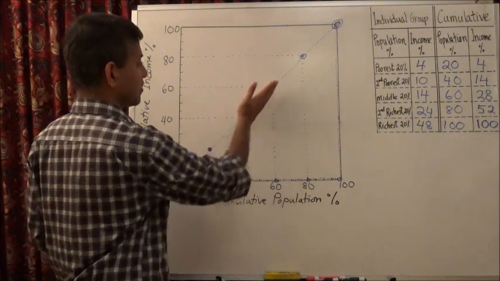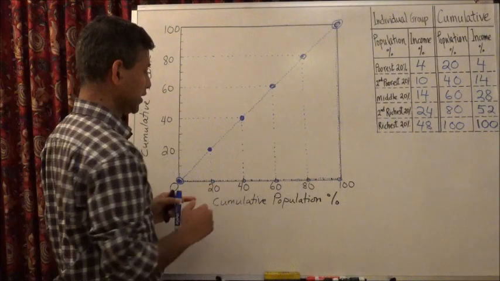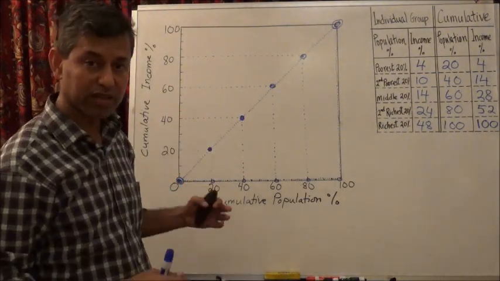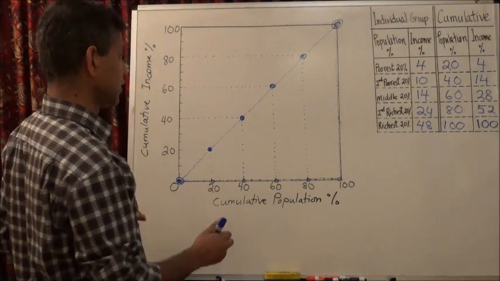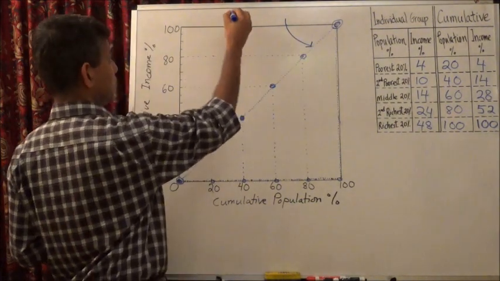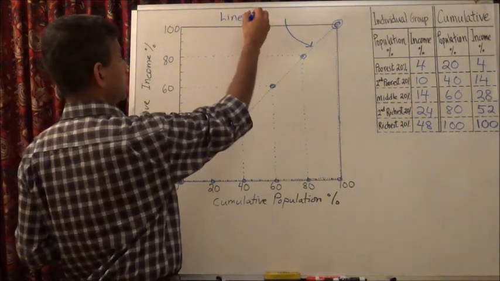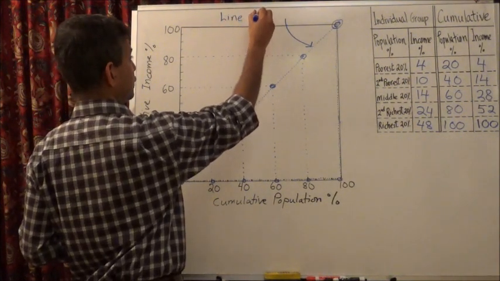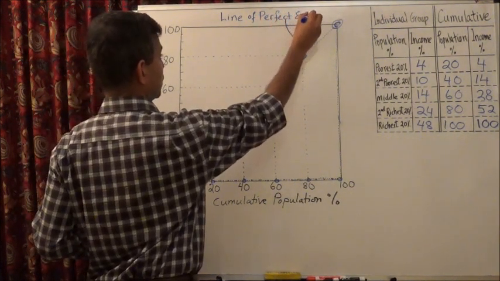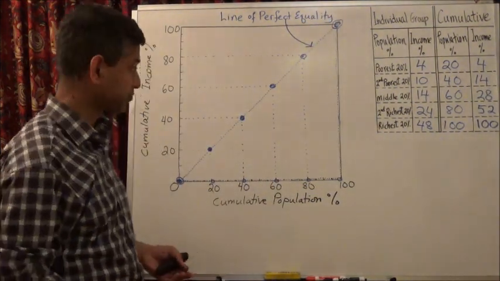And it gives us this straight line going from 0, 0 to 100, 100. And the straight line, this diagonal, is the Lorenz curve for a situation of perfect equality. And so we can go ahead and label that this diagonal line is the Lorenz curve, or the line of perfect equality. And it's useful to keep that in mind because it sort of serves as a benchmark.